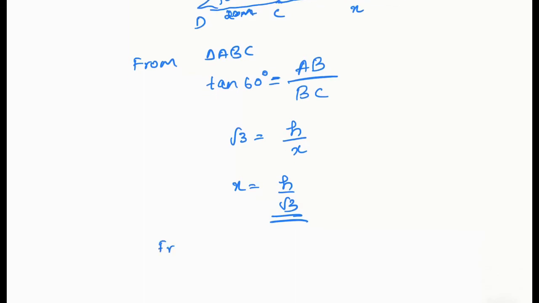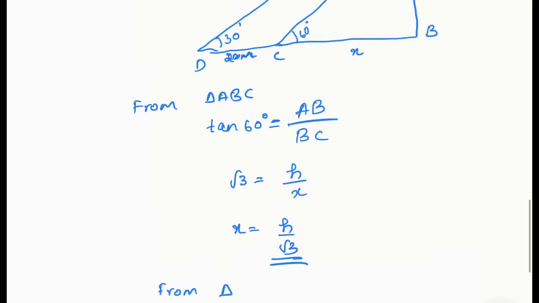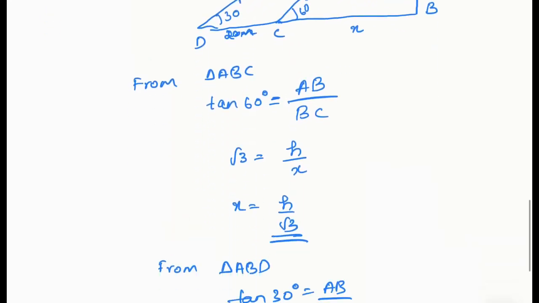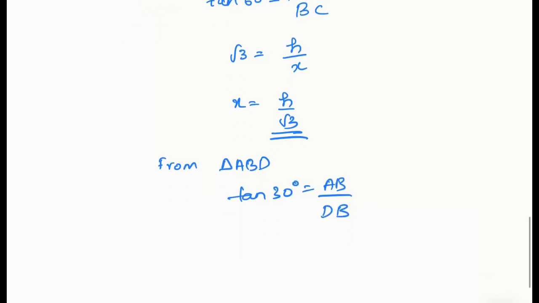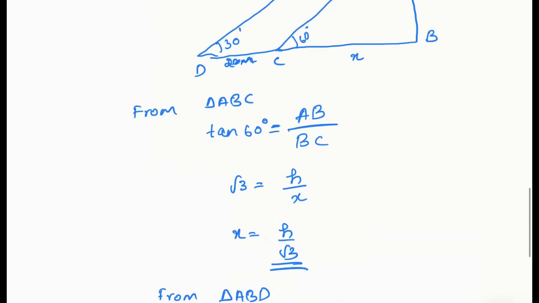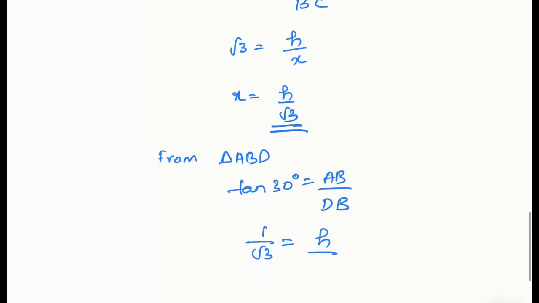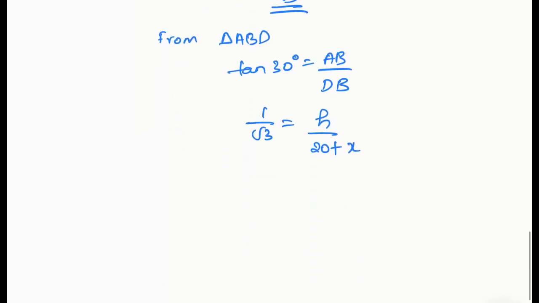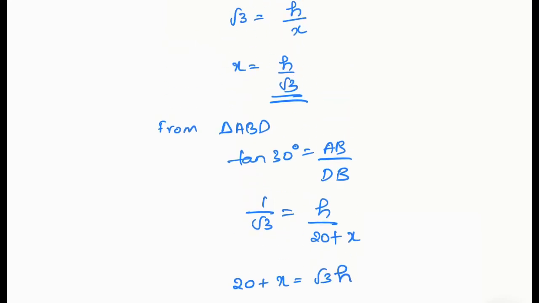Now from the second triangle, triangle ABD, tan 30 equal to AB by DB. Tan 30 is 1 by root 3, equal to, what is AB? AB is H, by 20 plus X. Cross multiplying we get 20 plus X equal to root 3 H. We need to get the value of H only, so you can replace the X with H by root 3. Let this be my first equation and second equation.